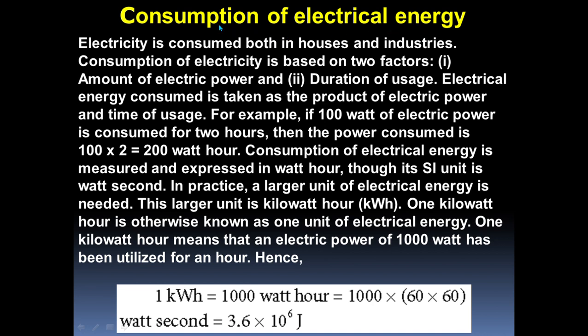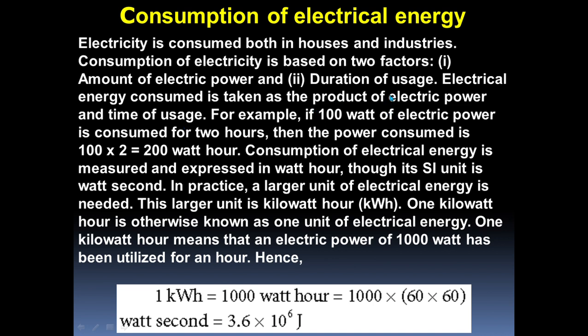Consumption of electrical energy. Electricity is consumed both in houses and industries. Consumption of electricity is based on two factors. The first factor is the amount of electric power and the second one is the duration of usage. Electric energy consumed is taken as the product of electric power and time of usage. So this is the formula for energy: energy is electric power into time.